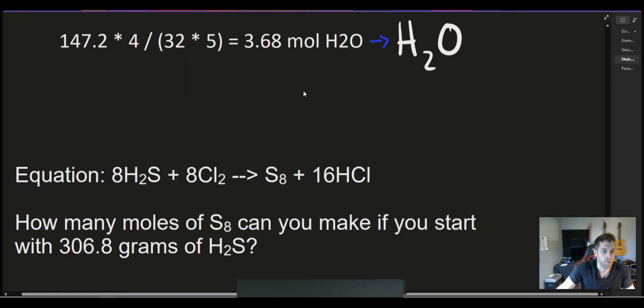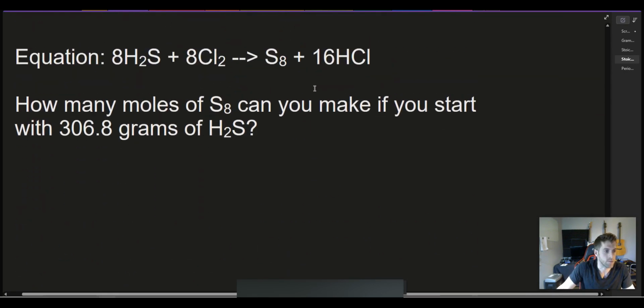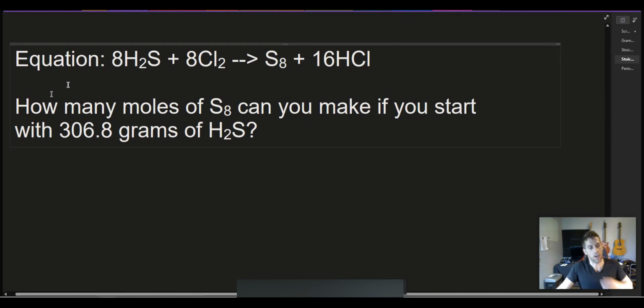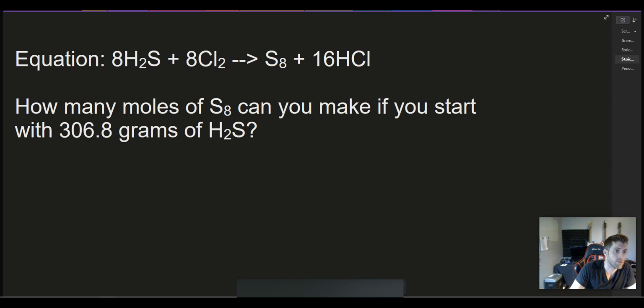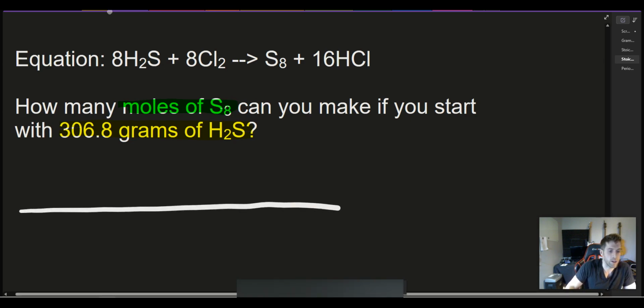Okay. Our next question and last question. Our equation on top with the question: how many moles of sulfur can you make if you start with 306.8 grams of hydrogen sulfide? Let's highlight what we have. So we have 306.8 grams of hydrogen sulfide. We have to find moles of sulfur. I'm going to go ahead and start our line again. Looks like it didn't click appropriately. Here we go. Start our line again.